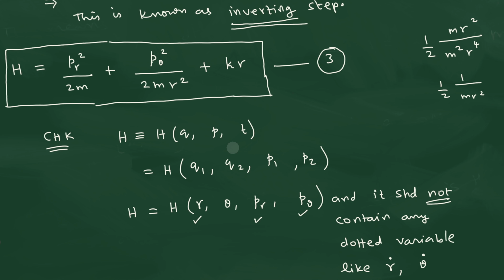That is fine. If a certain variable is missing, then we say that it's a cyclic coordinate, and we can always say that the corresponding conjugate quantity is a conserved quantity. But those are different things. Right now, you agree that the dotted quantities are completely eliminated. The expression for the Hamiltonian should not contain dotted variables. If you have some dotted variable, then it is not acceptable and the expression will be rejected.